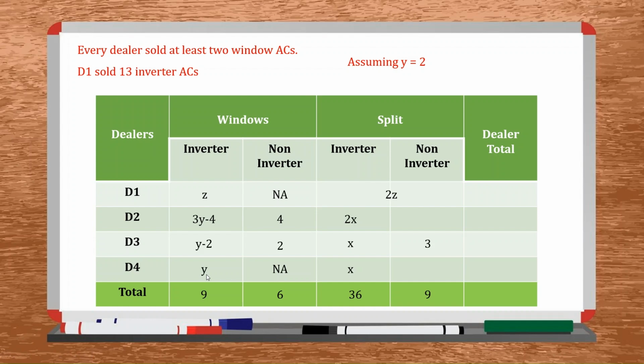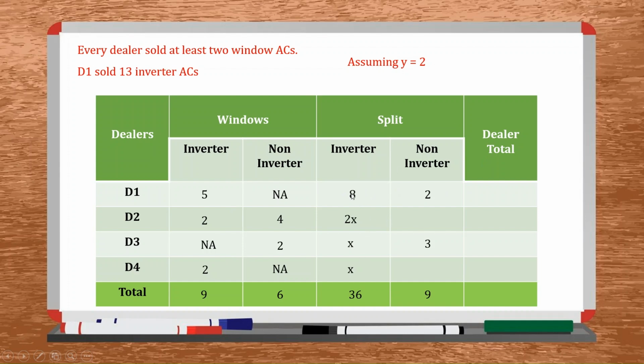So if Y is equal to 2, then inverter type windows for D4 would be 2, for D3 would be 0, for D2 would be 2, and Z would come out to be 5. If Z is 5, that means the split version total for D1 is 10, and if inverter type is 13, that means his split inverter is 8. Then the total would add up to 5 and 8, 13. So this would be 8 and non-inverter would be 2, because the total should be 10. Now, this is the case when Y is equal to 2. So this is a possible solution.